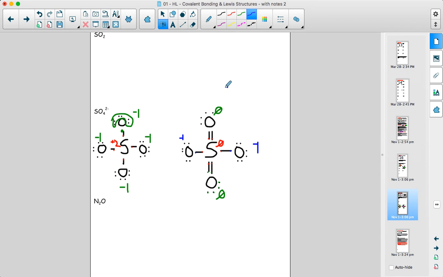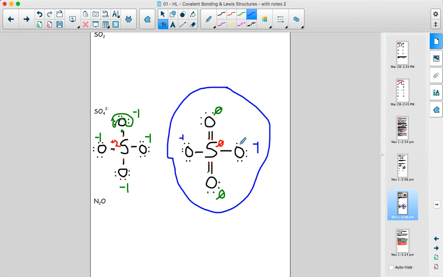So this structure we would say is preferred because it minimizes the amount of formal charge within the structure. The charge is more spread out this way. So the other one is not as good, even though it follows the octet rule. This one seems to be the preferred, more stable Lewis structure.